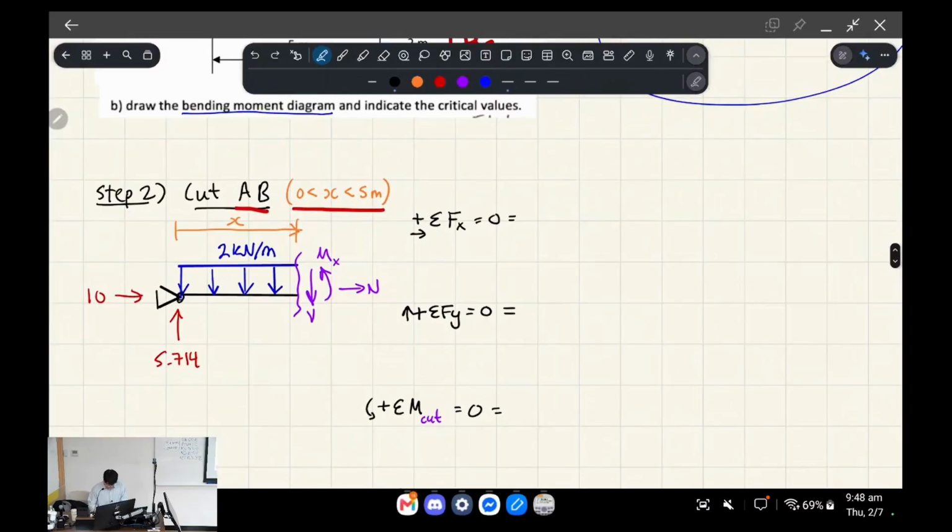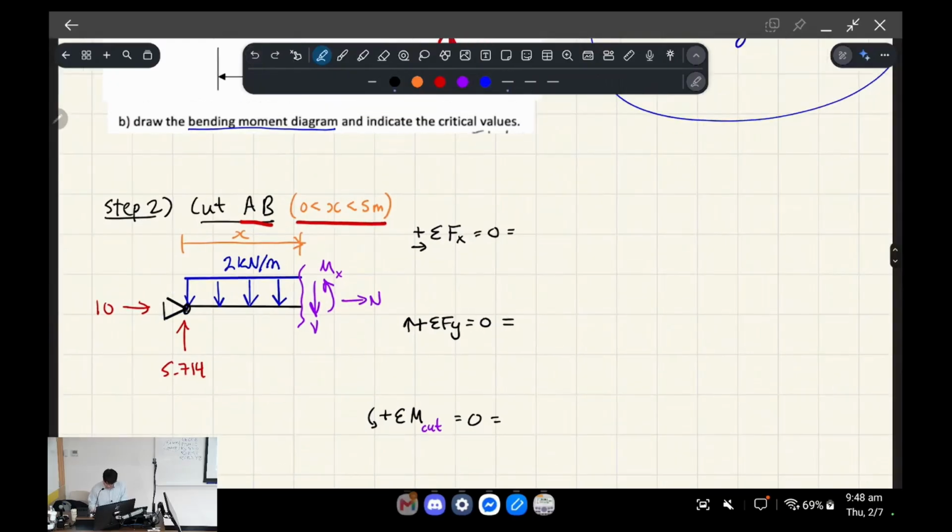So yeah, over here on our left, we've got the support reactions, which we've worked out. We've got 10 kilonewtons acting towards the right. We've got 5.714 kilonewtons acting upwards, okay? And then we've got a distributed load as well of 2 kilonewtons per meter along the beam, pointed downwards.